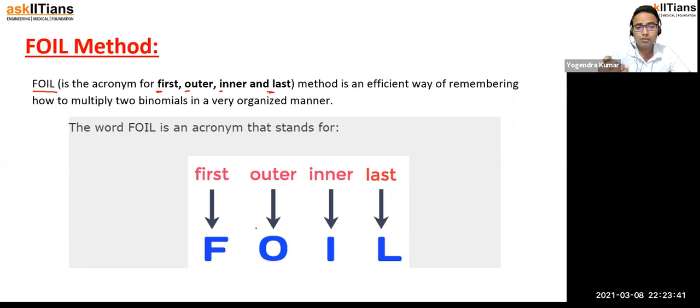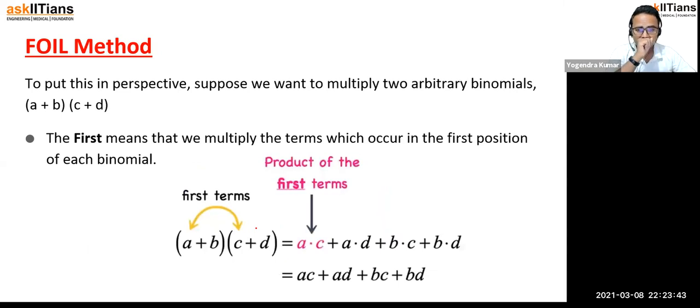Let's learn how we use it. We are taking an example here. To put this in perspective, suppose we want to multiply these two arbitrary binomials. Binomials means two terms are there. This is the first binomial and this is our second binomial: a plus b, the first term and the second term of the first binomial, and likewise the first term and second term of the second binomial.